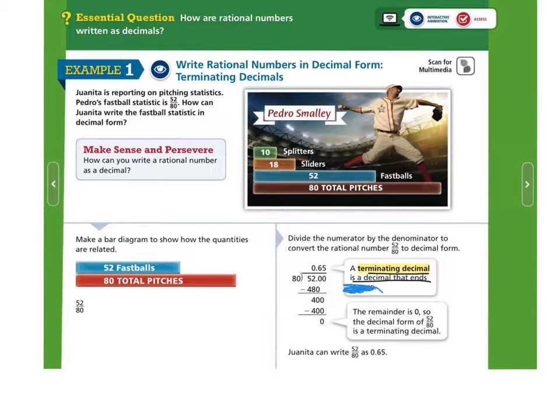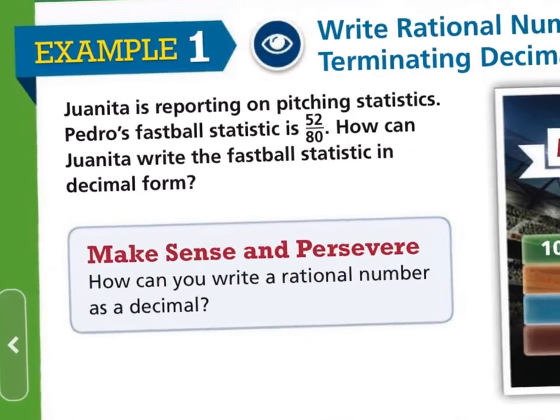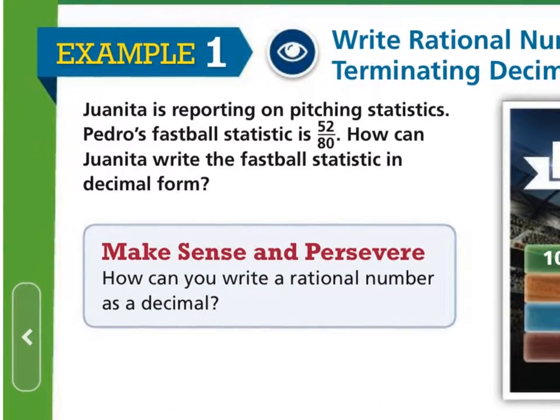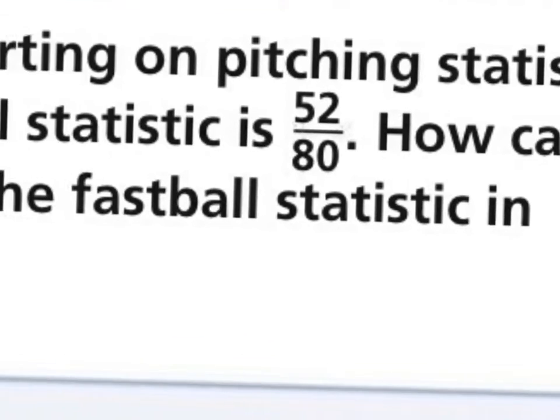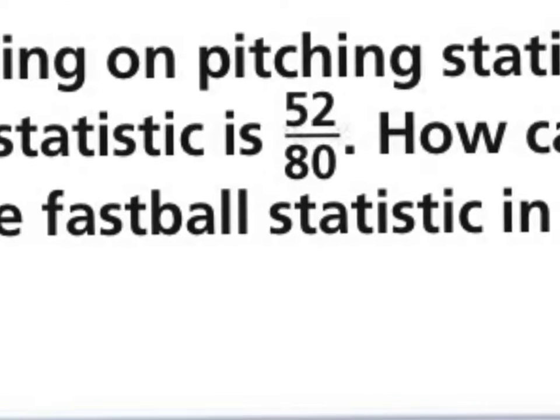So look at example 1. Juanita is reporting on pitching statistics. Pedro's fastball statistic is 52 out of 80. In other words, 52 out of the 80 pitches he pitched were fastballs. How can Juanita write the fastball statistic in decimal form? So decimal form, if we think about this, 52/80ths, we have a fraction.